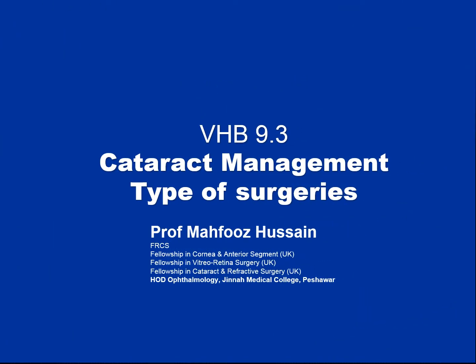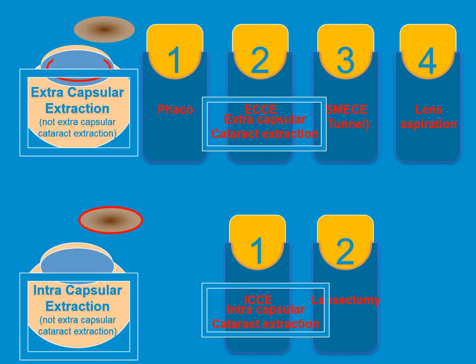In this video, we are going to discuss the types of cataract surgeries. We have already discussed that in the extracapsular type of cataract extraction, you leave the posterior capsule behind and only the nucleus comes out, while in the intracapsular type of cataract surgery, the whole lens comes out. The extracapsular type of cataract extraction is of 4 types, and the intracapsular cataract extraction is of 2 types.